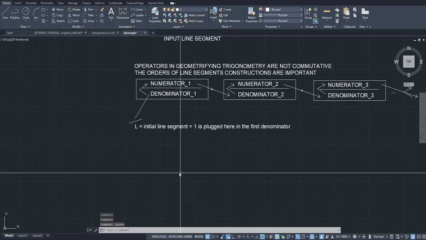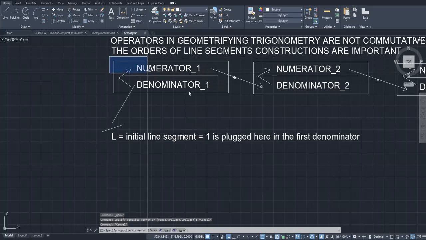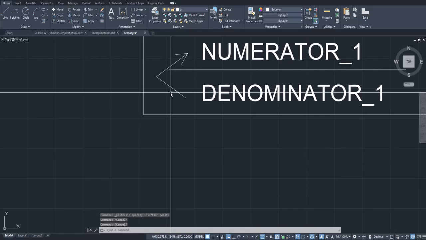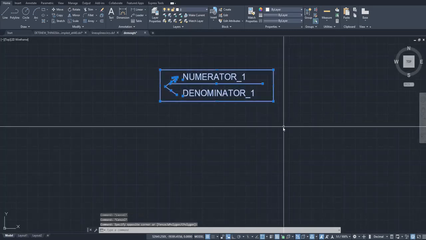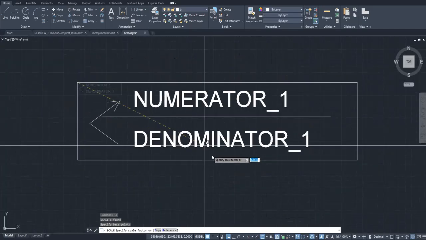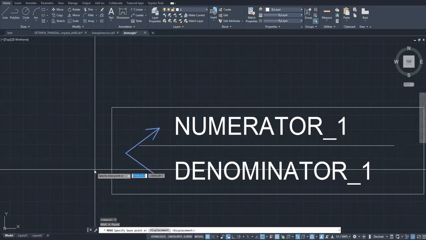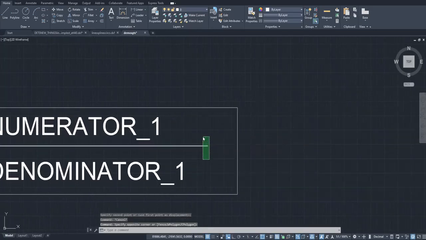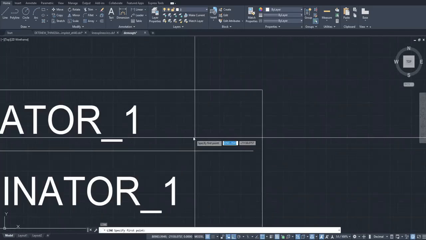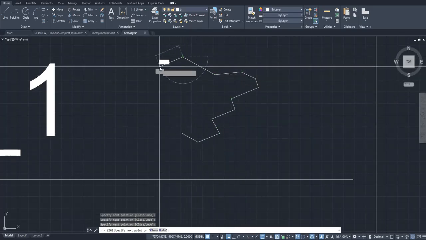Sometimes these numerators and denominators are not line segments as a whole; in several cases they are derived outputs. To understand these derived outputs, we have to think differently. Suppose the numerator is a triangulation and the denominator is also a triangulation. Suppose the numerator is a kind of object which is a bunch of line segments.